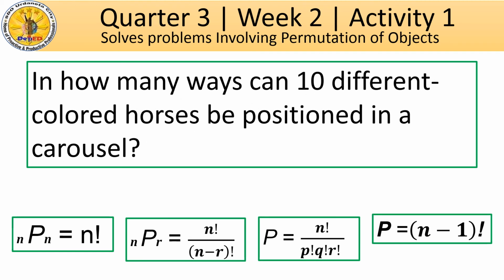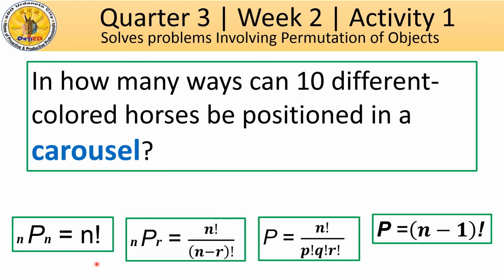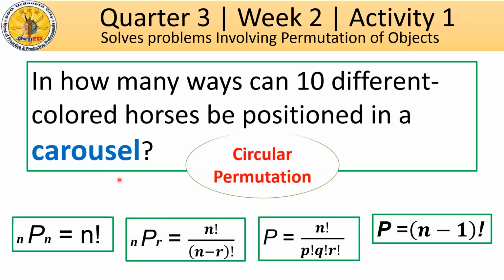Another problem. In how many ways can 10 different colored horses be positioned in a carousel? The key word there is the word carousel. A carousel is a fixed round or a merry-go-round object. So meaning to say, we are looking for the different possible arrangements of objects in a circle. So this problem is an example of circular permutation. And the correct formula to use for this problem is P equals the quantity of n minus 1 factorial.